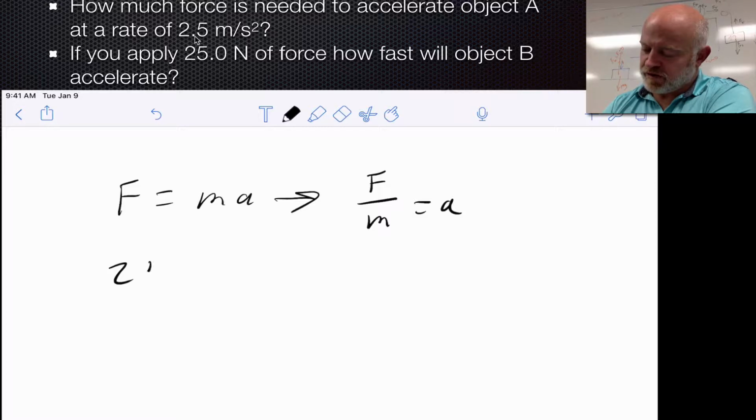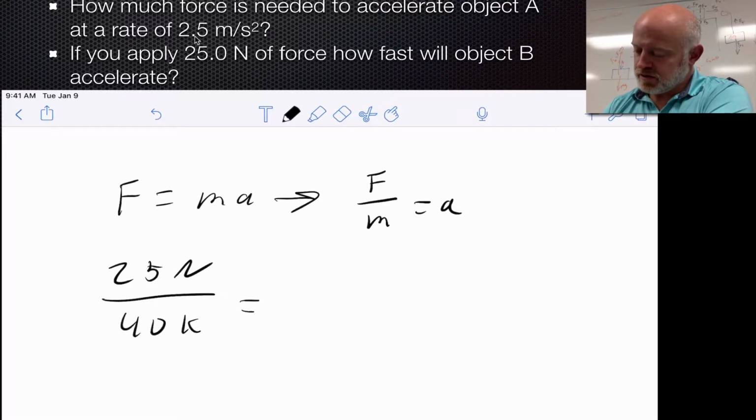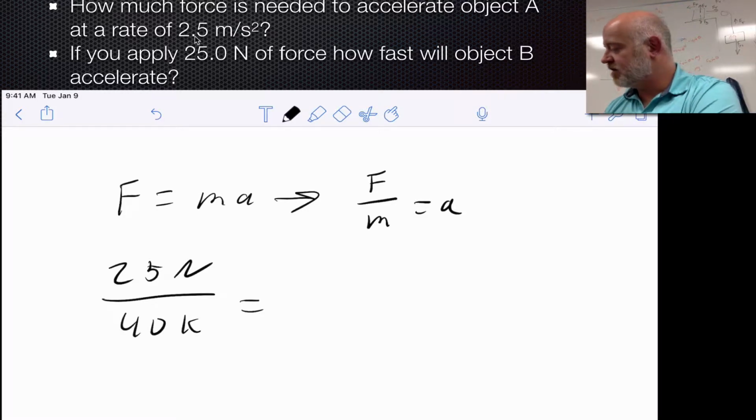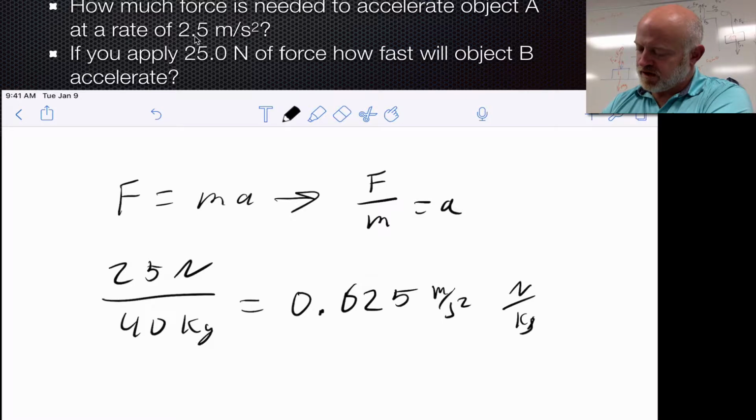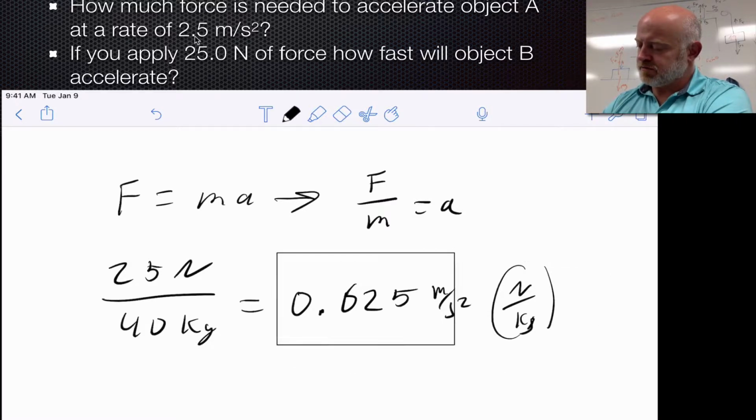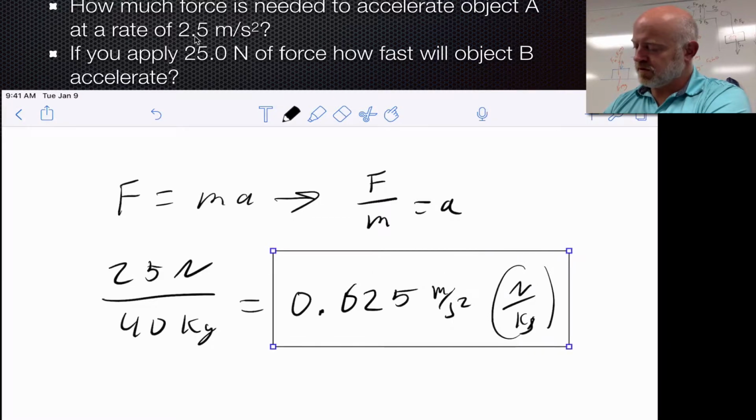So our force is 25 newtons. The mass of object B in this case is 40 kilograms. So our acceleration is 25 divided by 40, and I get an acceleration of 0.625. And you can label it in meters per second squared, but you can also label it in newtons per kilogram, because that is actually a valid label also for acceleration.